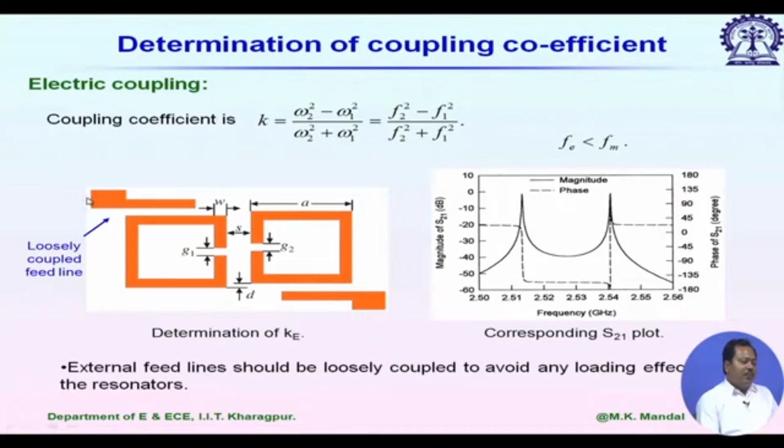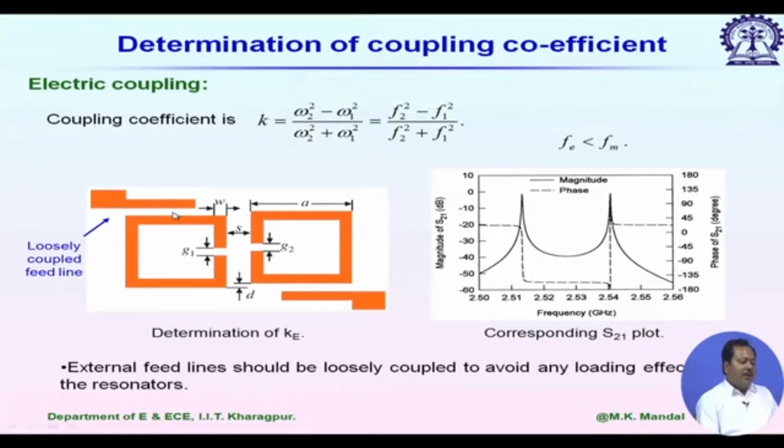We are using port 1 with a feed line, port 2 with another feed line, and we are using gap coupling. Now, these resonators should be isolated from the rest of the world for this coupling coefficient calculation, but without these feed lines we can't excite the resonators. So, practically, we use a large gap here and assume that they are loosely coupled, or we use loosely coupled feed lines, and these feed lines do not affect the resonance condition of this coupled system.